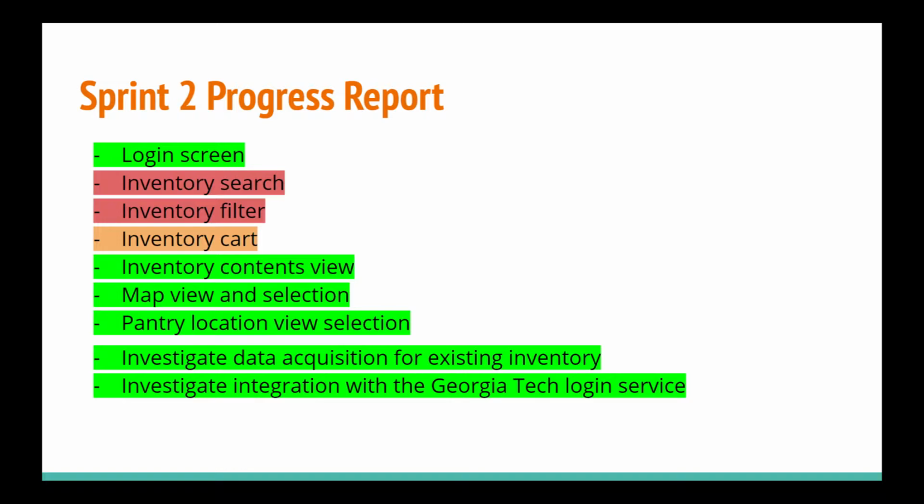We could not complete inventory search and filter because we received access to the database towards the end of the sprint, so we will finish search functionality in Sprint 3. We did complete the front-end functionality for the cart, but after more investigation into Clemmis Kitchen's inventory database, we decided that this feature is likely out of scope and did not include it for this demo.